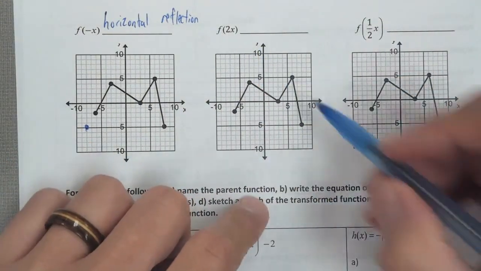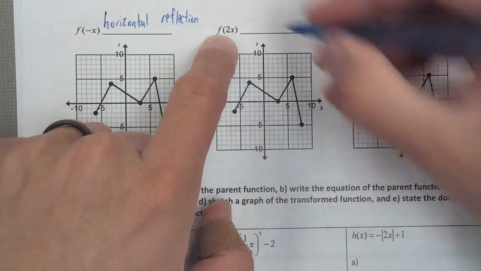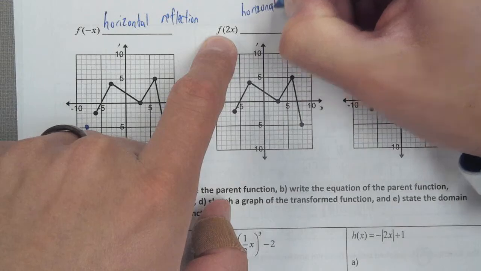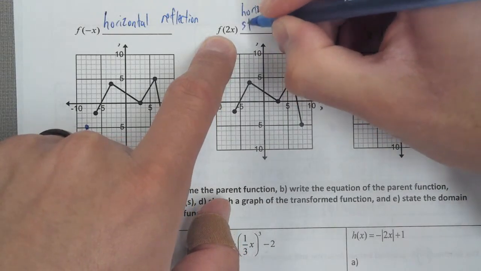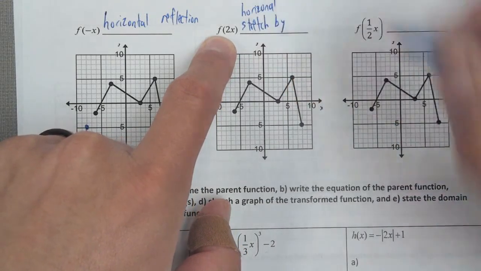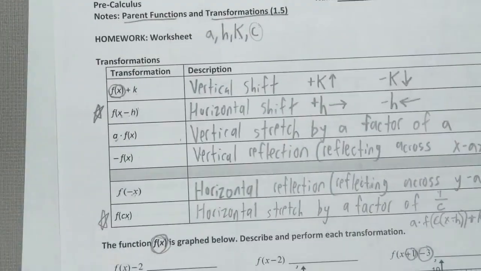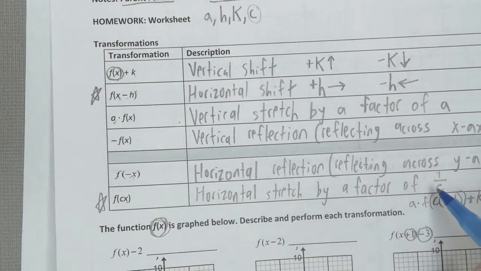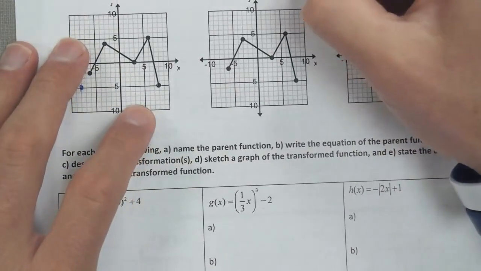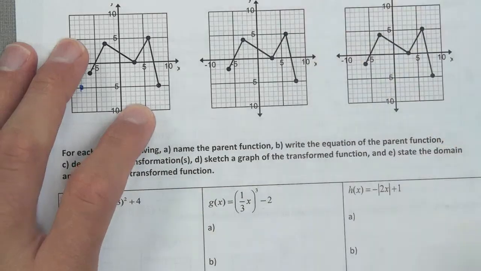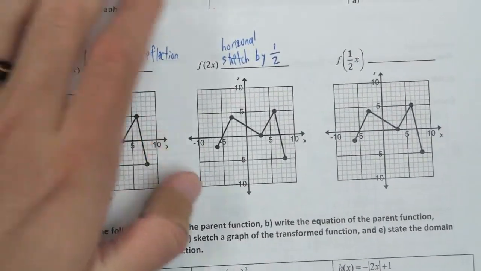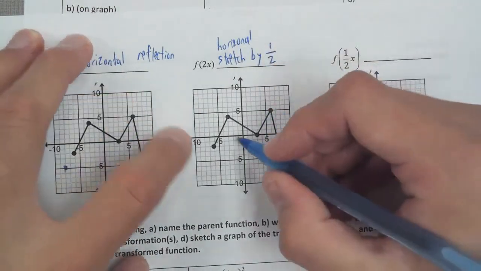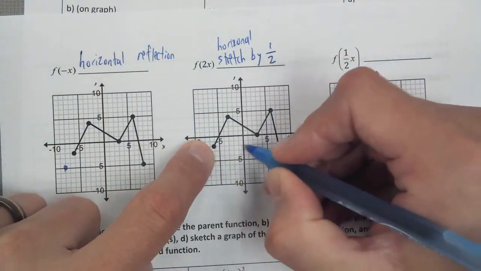But I'm going to do these two up here. We've got 2x. Now this, let's just write it first. This is going to be a horizontal stretch by a factor of, well, let's look at our notes. If it's inside the function, horizontal stretch by a factor of 1 over c, whatever that c is. So it's now going to be a 1 over 2 factor here. But it's horizontal. So now I'm changing my x value, but my y value stays the same.